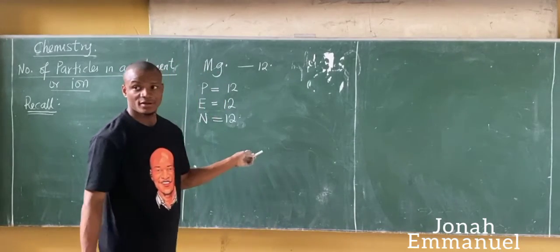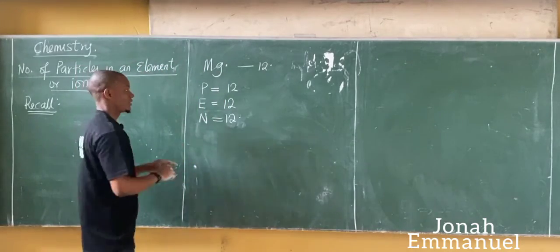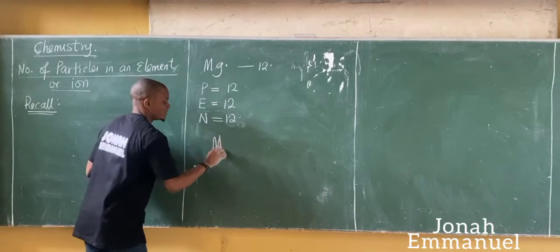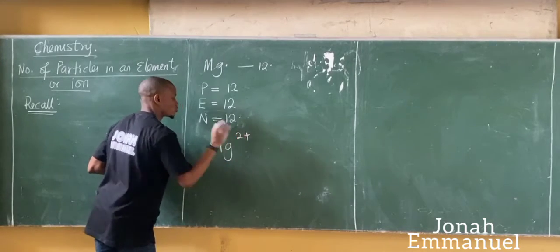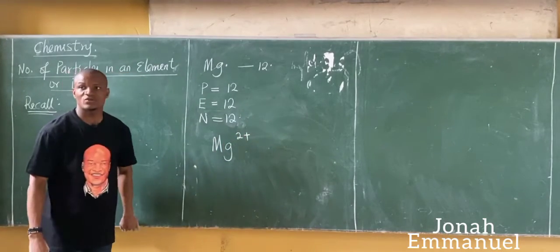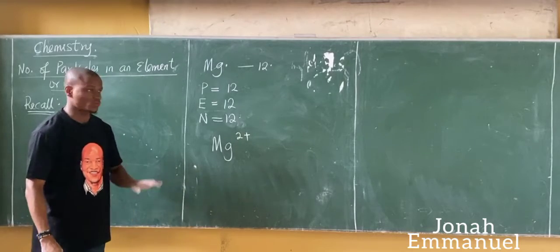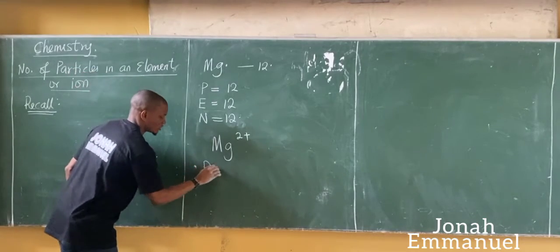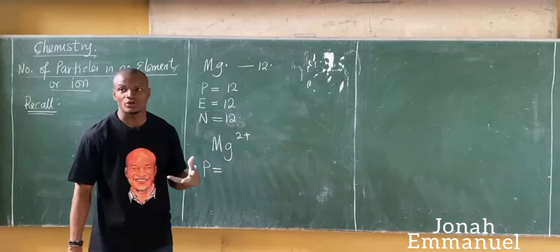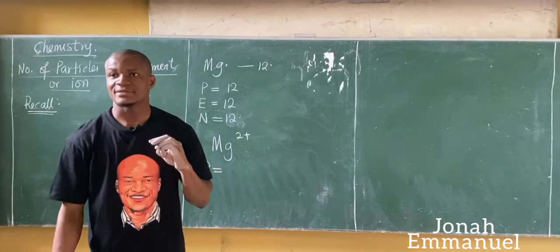Alright, let's leave it here. Compare this with magnesium ion 2 plus. Case 1. Let's start with the number of protons. For a magnesium ion, how many protons do you get?